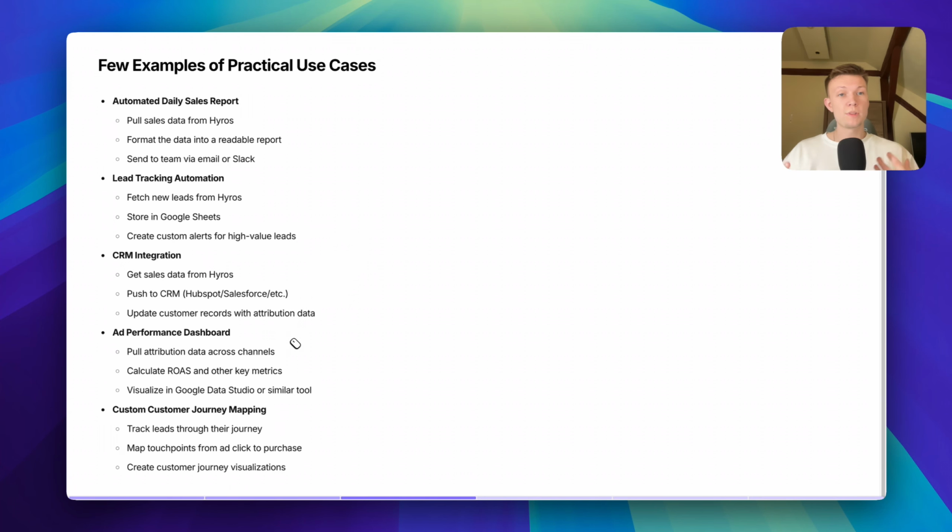Obviously, with our clients, when they use HYROS, we take all the information and display it in a way that makes sense for them, so they can make proper decisions, right? Then we have customer journey mapping. So there's a lot of stuff that you can do. Just use your imagination, but mainly sit down and really think about what will be valuable specifically for your business.